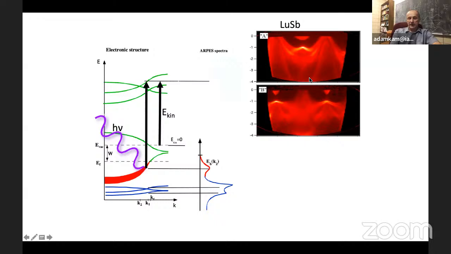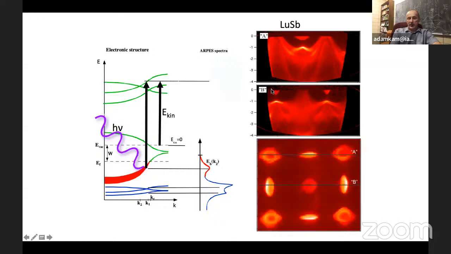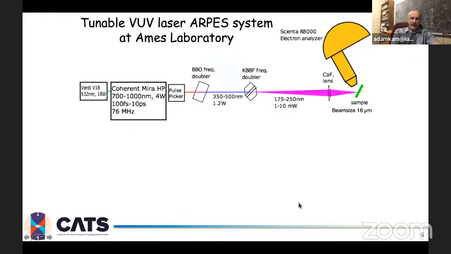This is yet another of those cuts. And by acquiring data at, let's say, the Fermi energy, which is here, and plotting as a function of kx, ky, we can obtain a Fermi surface of a material. We constructed several years ago a laser-based ARPES system where we can tune the photon energy between 4.5 and 7 eV. We have a very small beam size, about 15 microns, which is very useful for studying small samples.